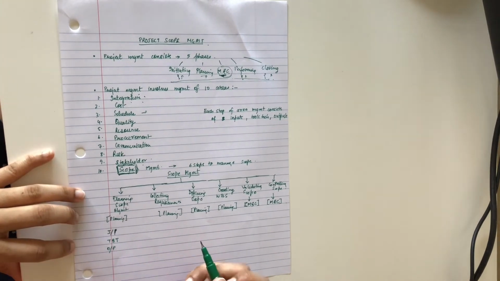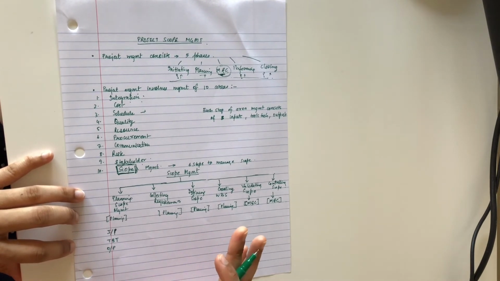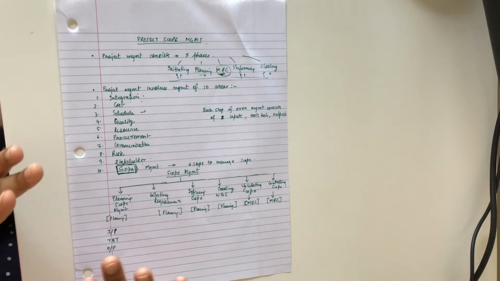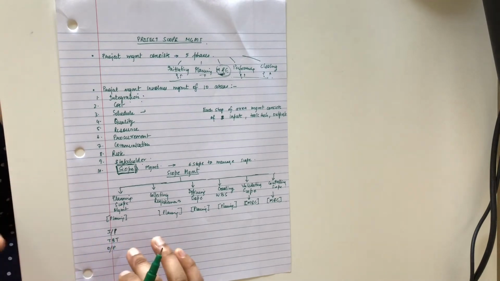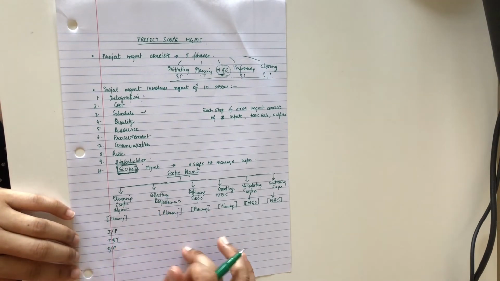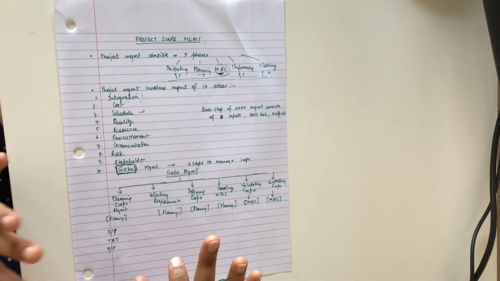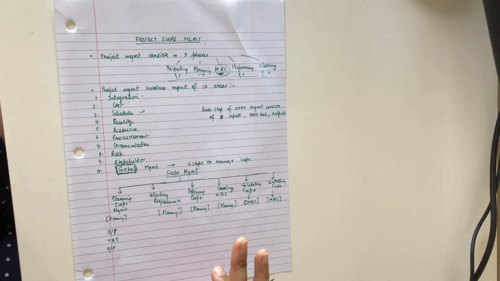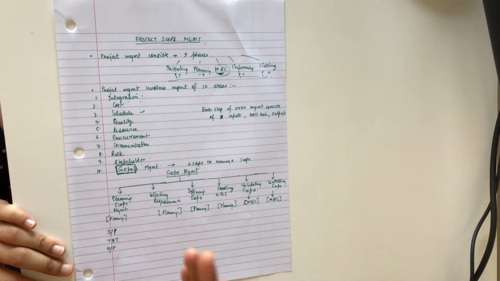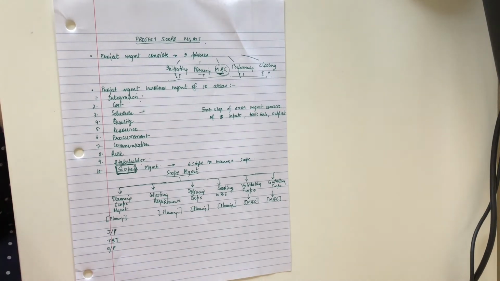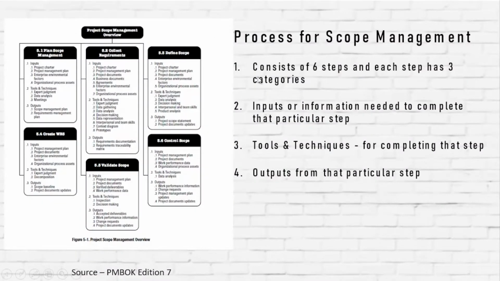I will now show you a screenshot of PMBOK that explains what are the inputs, what are the outputs, and what are the tools and techniques of each of these steps, so that it's much more clear to you. And then later on we can discuss what each input or tools and techniques or outputs mean. Project scope management consists of 6 steps, and each step has 3 categories.